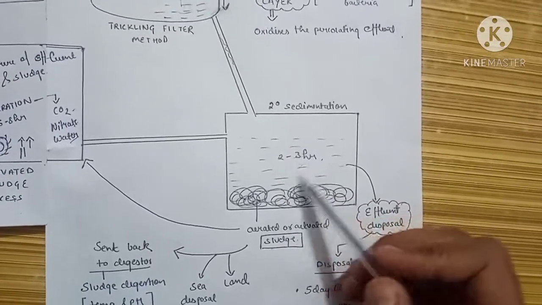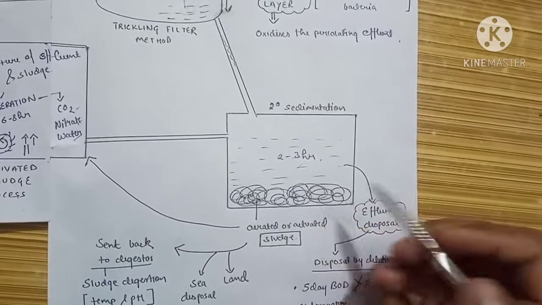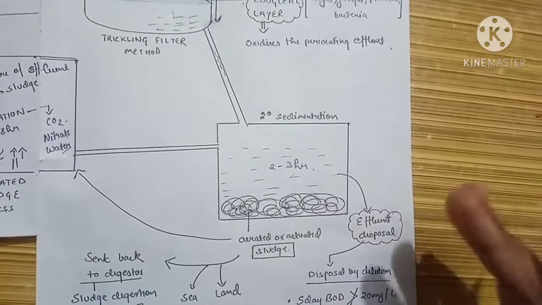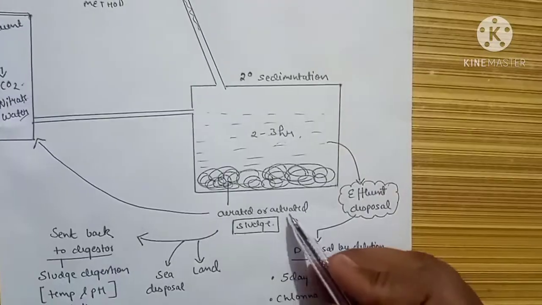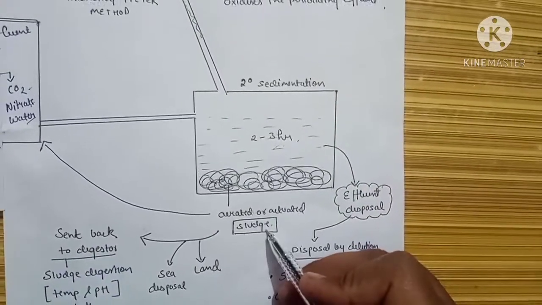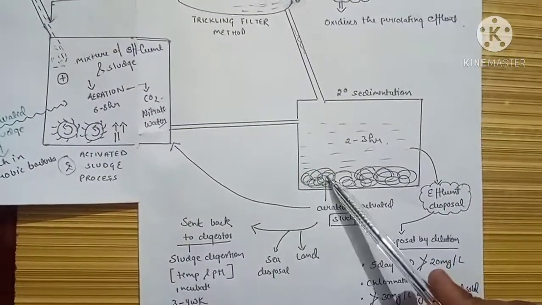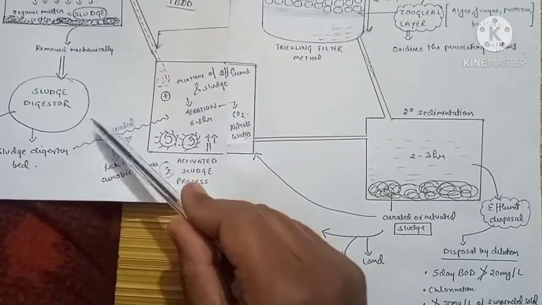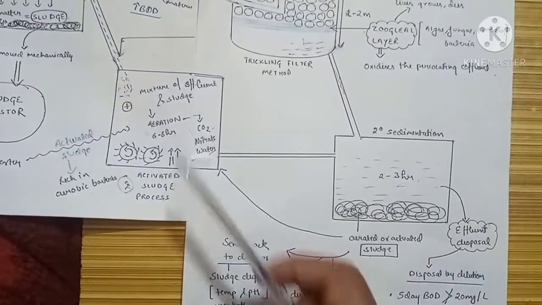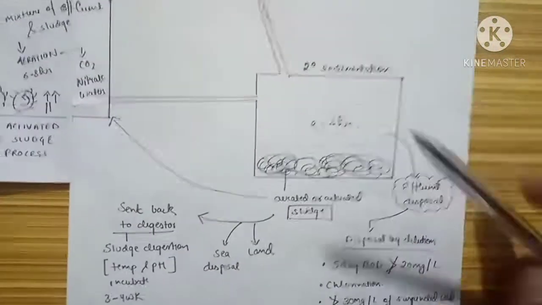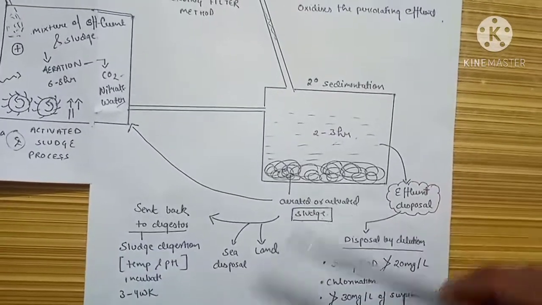While it stays here for 2 to 3 hours, again there is leftover sludge. This sludge has a lot of phosphates, aerobic bacteria, calcium and other minerals, and it is known as the aerated or activated sludge. This is what we were studying in the activated sludge process. This is the sludge that is sent back to the sludge digester, and it is also sent again into the activated sludge process for mixing with the effluent, because it is rich in aerobic bacteria. So we have treated the sludge again.